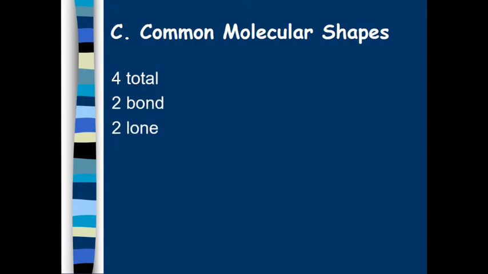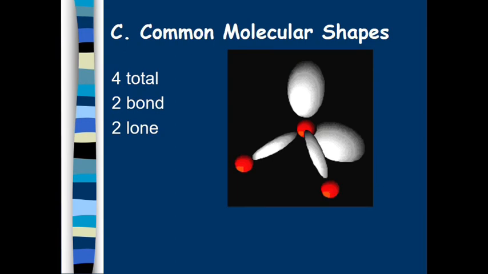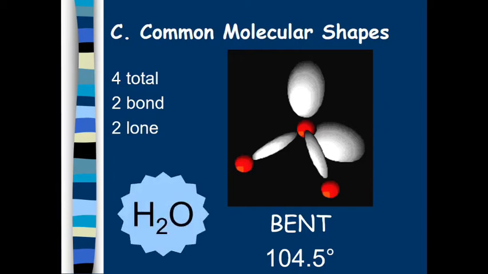Next up, again, 4 total pair, but this time 2 bonding and 2 lone pairs. And this one has the same name. I don't know why they gave 2 of them the same names. I know it has to do with the lone pairs, but still. This one is also bent or angular, but we have a reduced bond angle compared to the previous bent one. This one is 104.5, and the example is water.